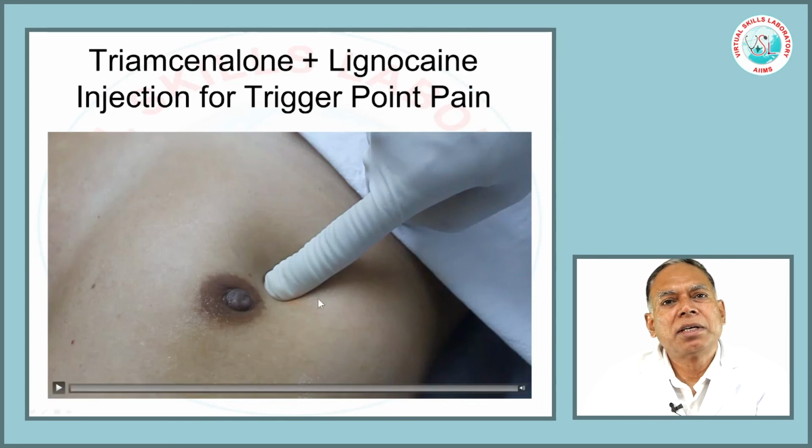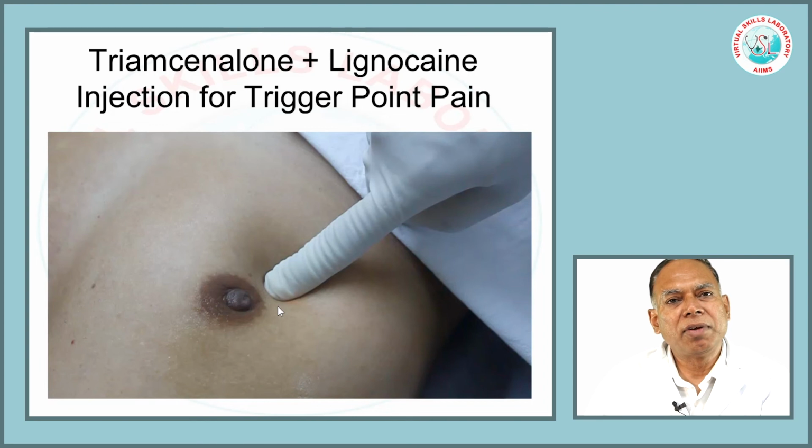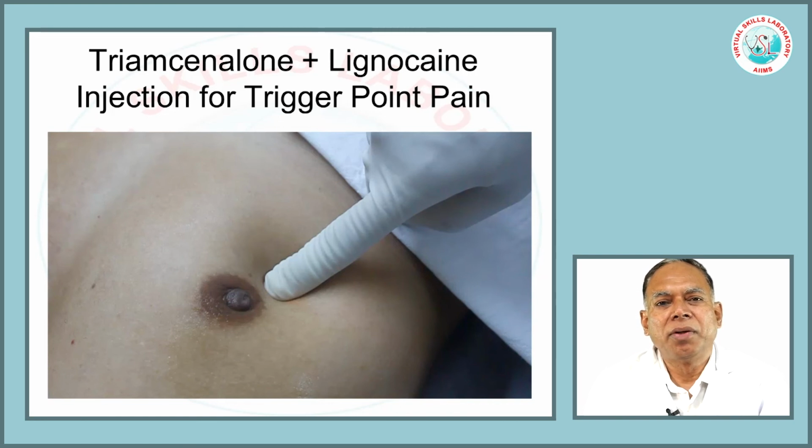However, other parts of the breast were soft, supple, with no nodularity, no tenderness at all. This is called trigger point pain or trigger spot pain, and this can be very effectively controlled by injection of a long acting steroid like triamcinolone acetate mixed with a local anesthetic, lignocaine. This injection of triamcinolone along with lignocaine is an office procedure and is very safe. You can perform it in your outpatient clinic with remarkable immediate relief of breast pain.